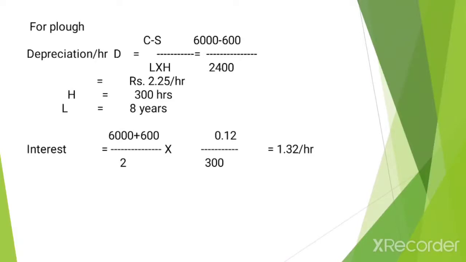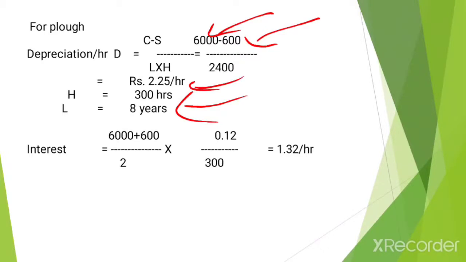Now next, cost of operation for plow. The same formulas we have to use here. So depreciation cost, same formula, C minus S divided by L into H. Here we are calculating the cost of operation for plow. The cost of the plow is already given in the data, that is 6,000 rupees, and salvage value is 10% of 6,000, so here minus 600. L, the total life of the implement, is considered here 8 years, and total hours are considered 300 hours.